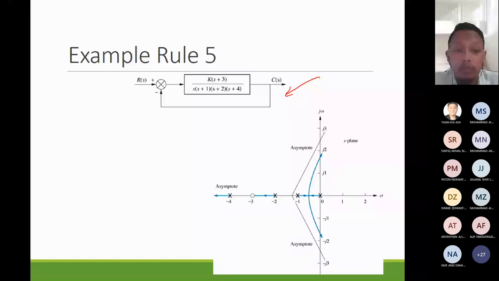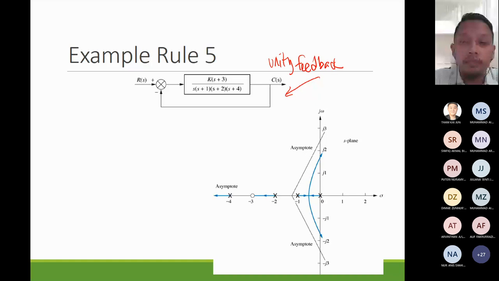When you have this kind of system, which is a unity feedback system, you can find the closed loop poles simply by finding the poles from the forward transfer function G(s) here. Okay, only for unity feedback. For a different type of feedback, you need to use the concept of K equals 0 and K equals infinity. Later on, maybe if there is an example, I will show you how to do it.